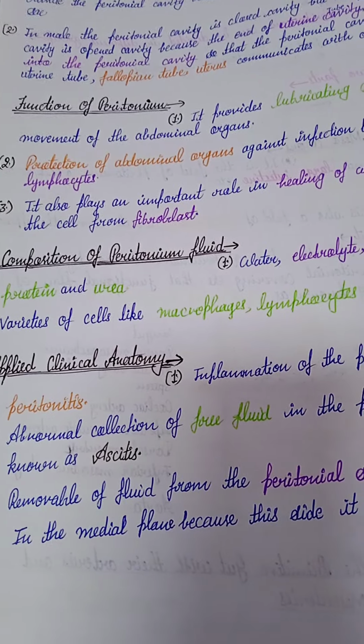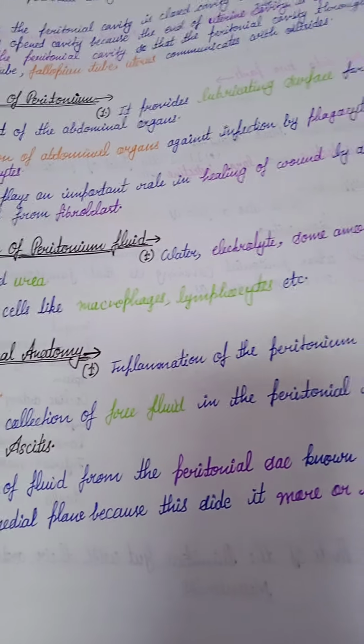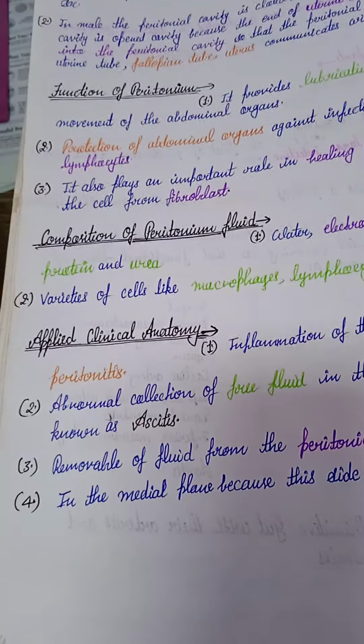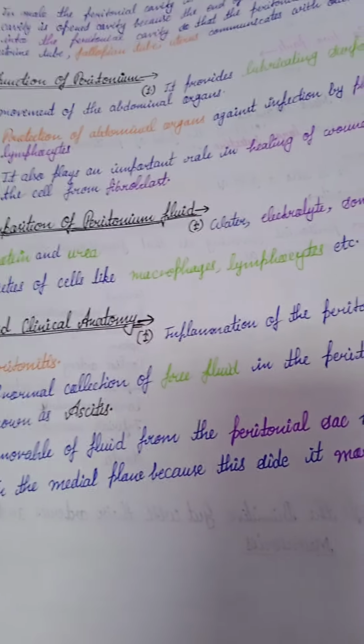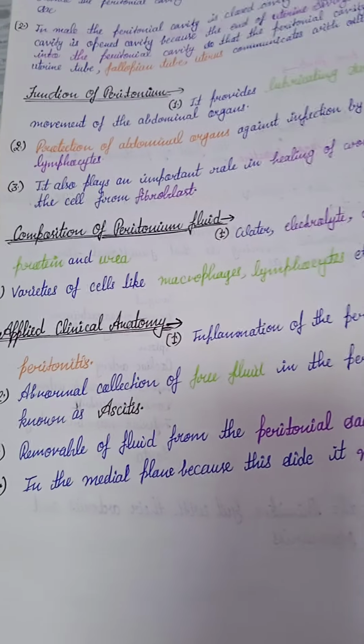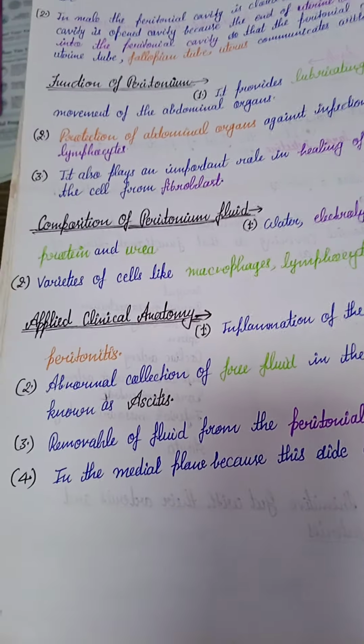Function of peritoneum: it provides a lubricating surface for free movement of the abdominal organs. Number two, protection of abdominal organs against infection by phagocytes and lymphocytes. The third one is it also plays an important role in healing of wounds by altering the cell from fibroblast.